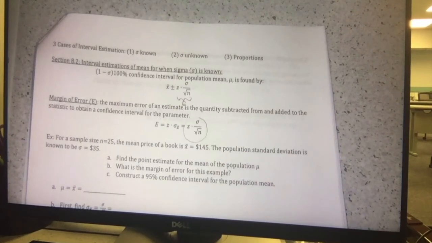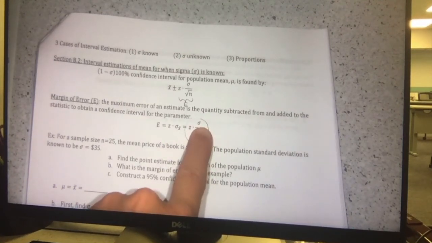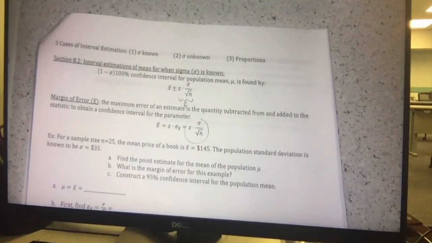So our margin of error is the maximum error of the estimate, that is the quantity subtracted and added from our statistic to obtain the confidence interval for the parameter. So E is that little bit of wiggle room. So we can find it by z times our sample standard deviation, which we know is our population standard deviation, over the square root of n. So taking stuff that we did last time and just adding that little piece to it.